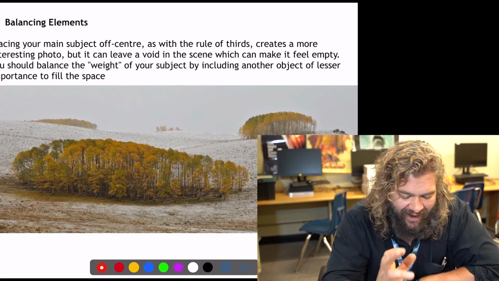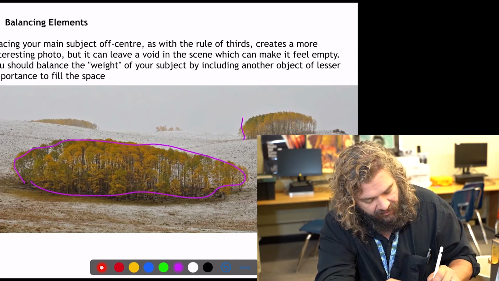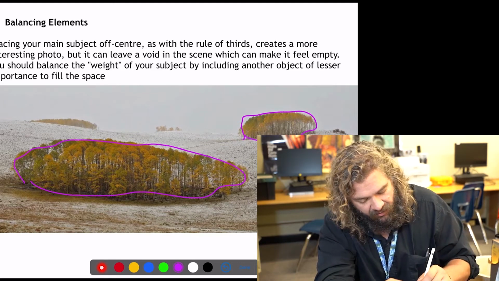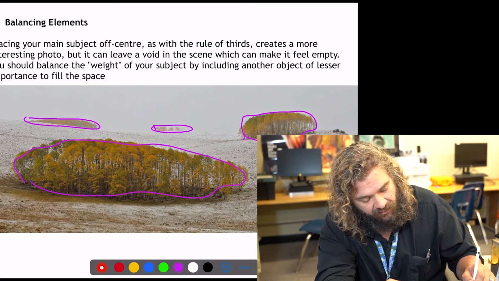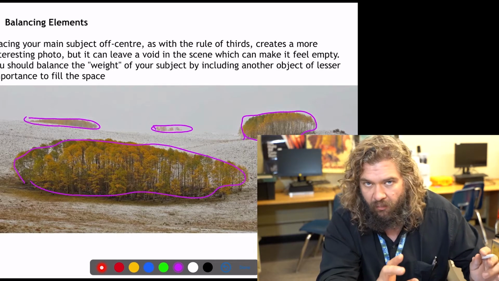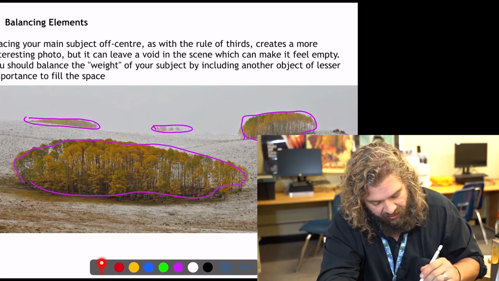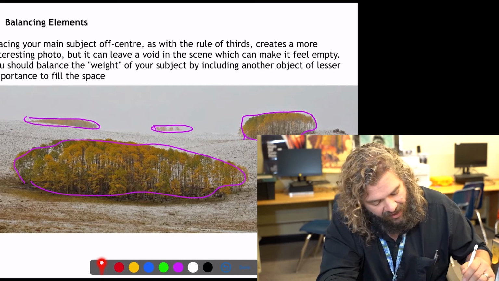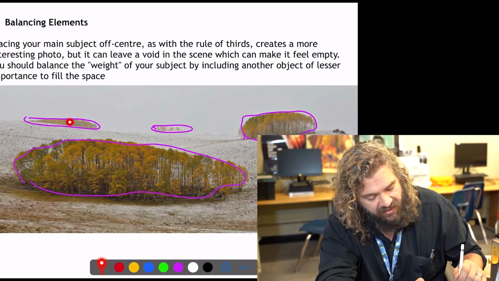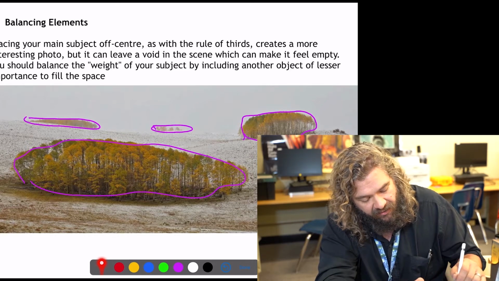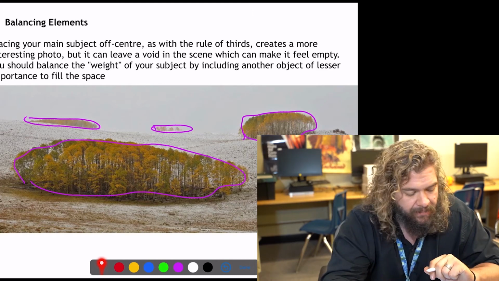Next is balancing elements. Notice here we have this element, and this element. These elements are clusters of trees. We have this element, and this element. Those are our focal points. Those are the most important things in this picture. Everything else, all this stuff here, all the ground, that's just our environment. So what we're really concerned with is balancing this area, this area, this area, and this area. Those are our elements, or the pieces of our picture.